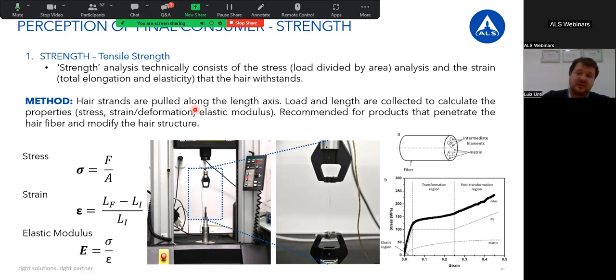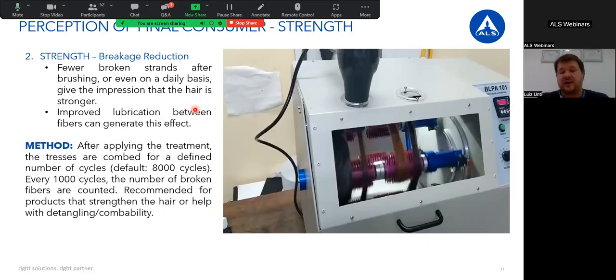But normally, how can a final consumer perceive a higher strength in his or her hair? They're going to see after using a treatment that their hair will break less. So basically, what we analyze is how much the hair is breaking. So how many broken fibers we have after using the treatment. So we do have a method for this.